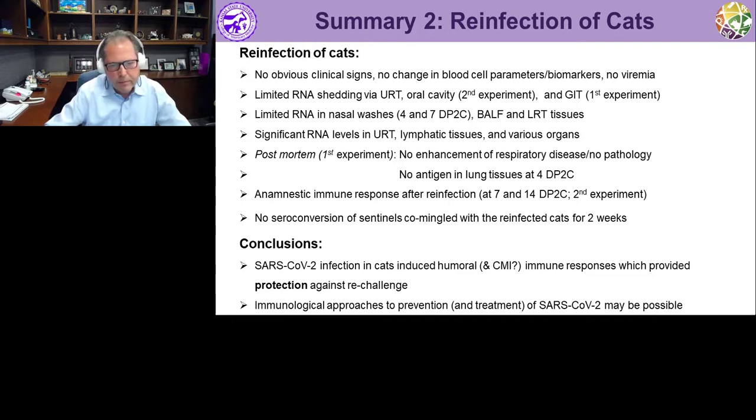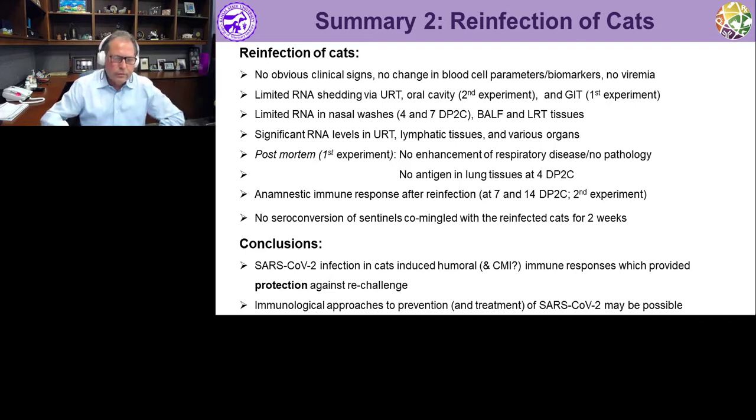We saw an anamnestic immune response after reinfection, especially in the second experiment where we had day 7 and day 14 post-secondary infection. We did not see it at an earlier day, on day 4. However, and most importantly, the shedding of RNA by these reinfected animals was not able to induce disease, viral RNA shedding, significant RNA shedding, or infection of the sentinels, because they stayed seronegative even 2 weeks after co-mingling with the reinfected cats.